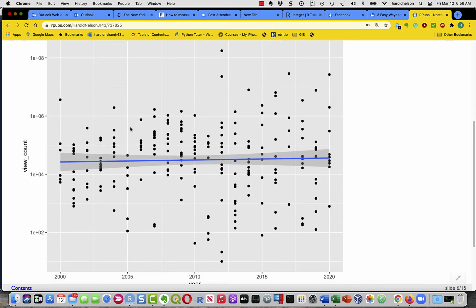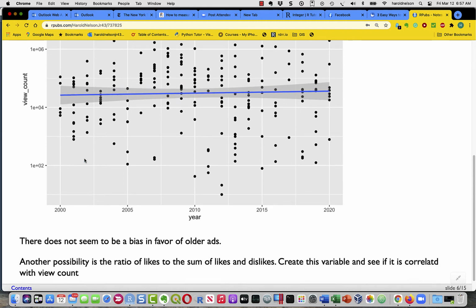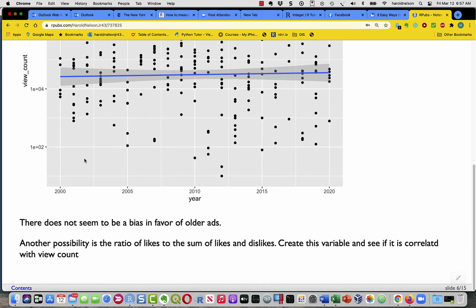Okay, so now we can see, and the method equal lm allows you to look at the slope of the overall cloud of points, and we can see that, if anything, more recent ads have higher views. So we don't have to worry about the ads coming from back here in 2000 that have been viewable for 20 years, that they should have been able to rack up more views. But they didn't. Okay, so there's not a bias in favor of older ads.